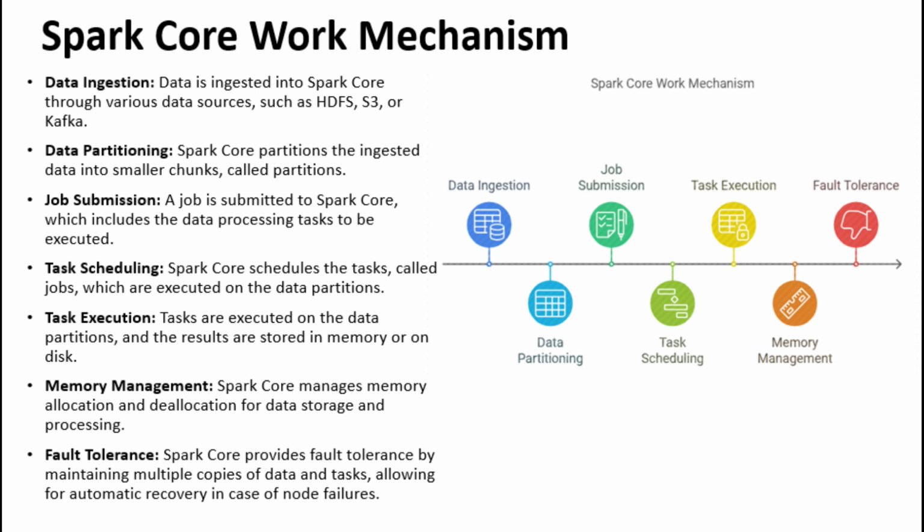4. Task scheduling. Spark Core schedules the tasks called jobs, which are executed on the data partitions. 5. Task execution. Tasks are executed on the data partitions and the results are stored in memory or on disk. 6. Memory management. Spark Core manages memory allocation and deallocation for data storage and processing. 7. Fault tolerance. Spark Core provides fault tolerance by maintaining multiple copies of data and tasks, allowing for automatic recovery in case of node failures.